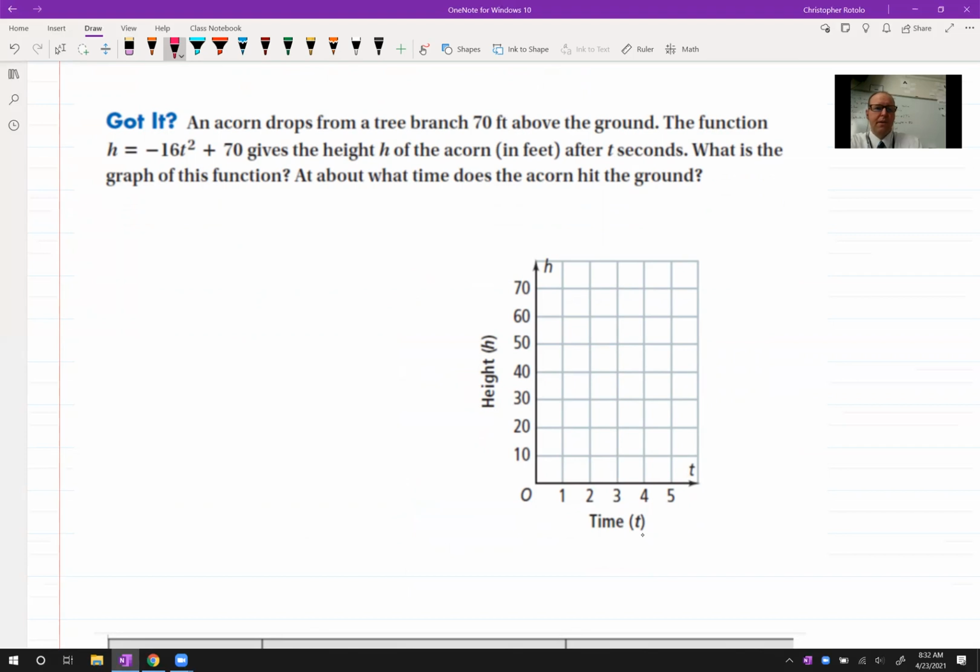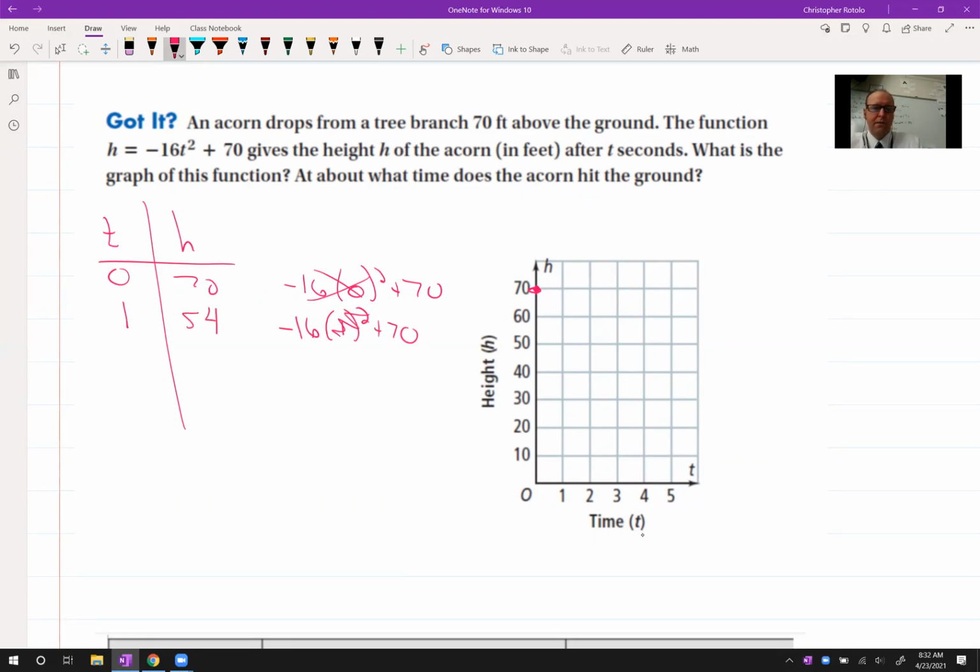So time 0. So what I might do is just make a quick little table here. Time 0. So I get negative 16 time. I don't need a t anymore. I know it's time 0 squared plus 70. All right, so 0 squared. So this is 70. So at 0 seconds, we have a very happy acorn. And here it is. Okay, then what's going to happen is 1 second into this whole thing. So this is going to give me the height. So I get negative 16, 1 squared plus 70. So 1 squared is 1. So I got negative 16 plus 70. So I got to take 16 away from 70. That's what, 54. So 1 second, we're at 54 feet.